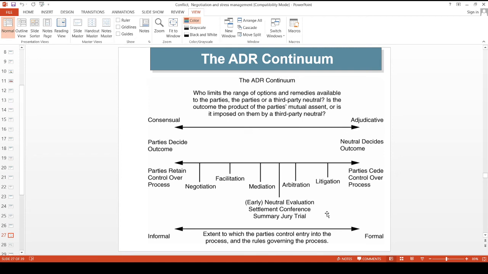And this ADR continuum, alternate dispute resolution continuum, guides us to decide about the process or the negotiation, that is, how we can resolve the conflict between the two different parties by using the approach which may be more informal in nature at one extreme, or more formal in nature at the other extreme.